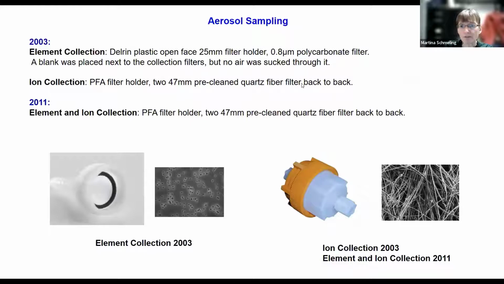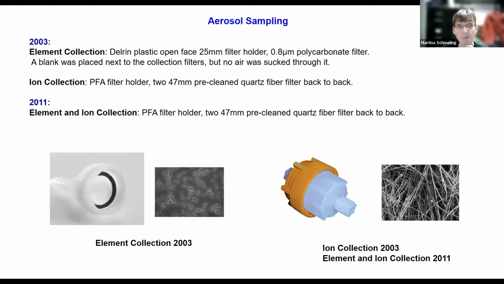So how did we sample? I would like to point out there were 2 different types of sampling between the 2 years, mainly for practical reasons and also time constraints. In 2003, we did 2 separate collections, one for the elements and one for the ions. For 2011, we did 1 collection for both. This also has implications for the sample preparation, and I will mention this where it is necessary.